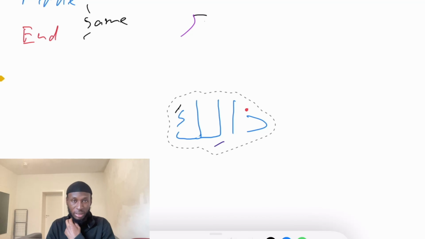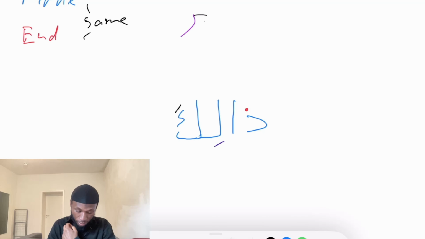I'll try to read what we write here. Try to read it. How will you read it? ذلك. This is how you read it. And ذلك means that. That is the meaning of ذلك.